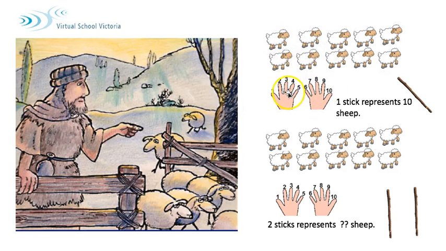Now, each sheep is matched to each finger. When we run out of fingers, we pick up a stick and we put it aside. Then we start counting again, and then we might pick up another stick. If one stick represents 10 sheep, how many sheep do 2 sticks represent? So the shepherds use that strategy to help them count through.